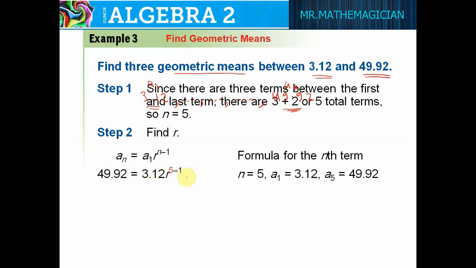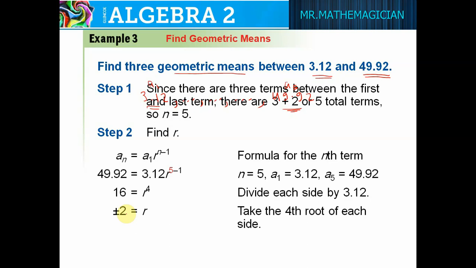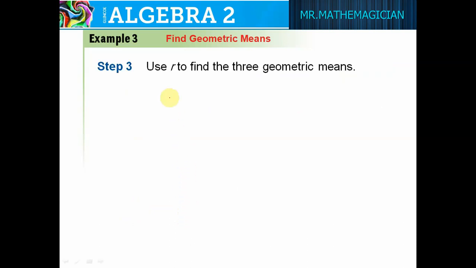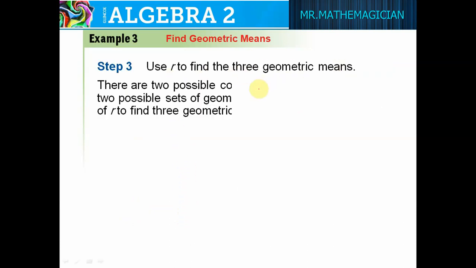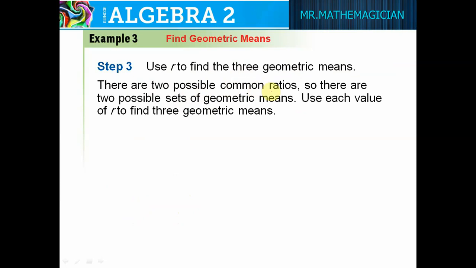Let's divide both sides by 3.12. This will give you r to the power of 4 equal to 16, so r may be positive or negative 2. You are going to take the fourth root. Now, use r to find three geometric means. There are two possible common ratios, so there are two possible sets of geometric means. Use each value of r to find three geometric means.